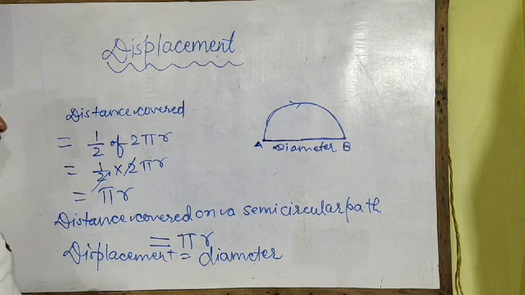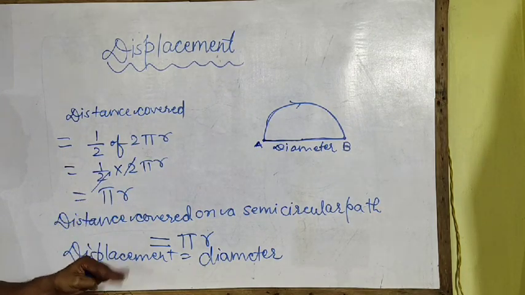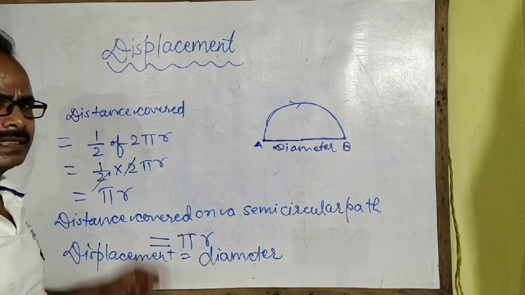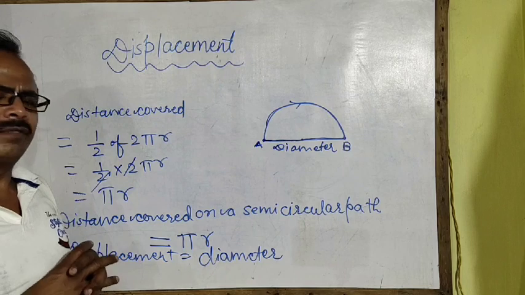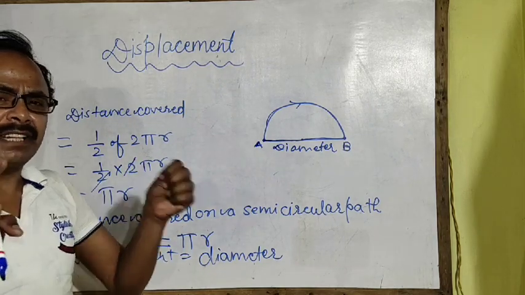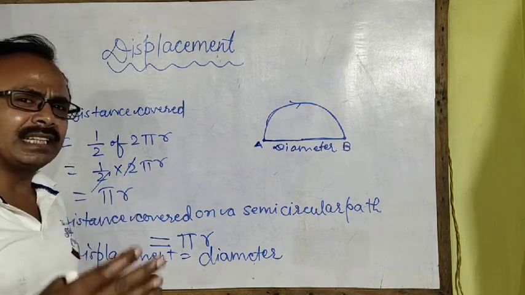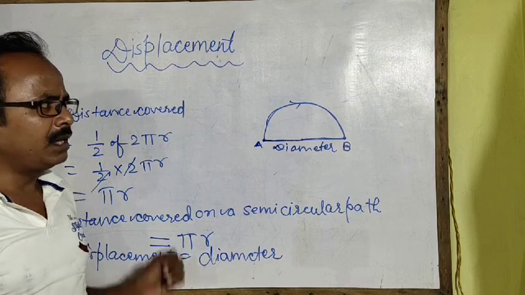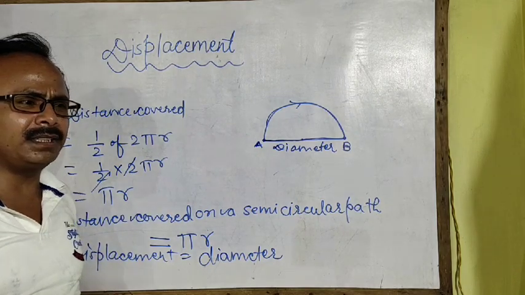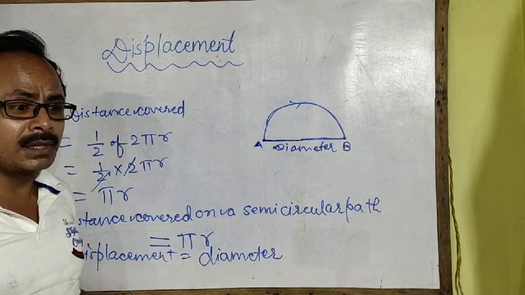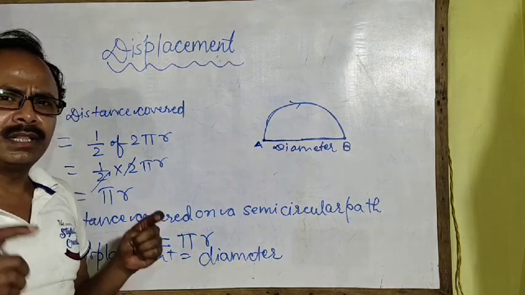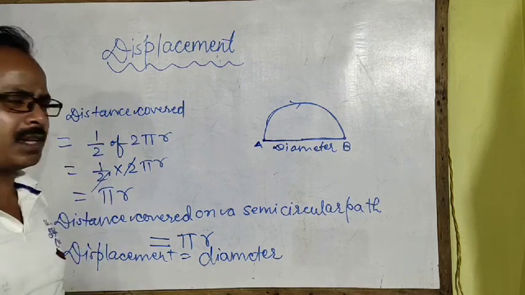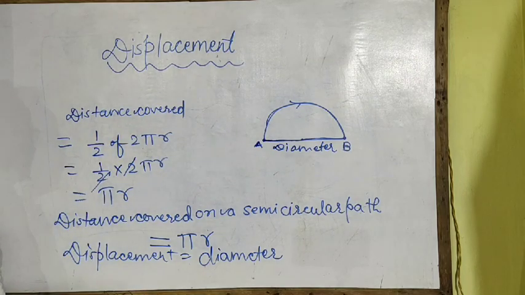So from these examples you have learned many more things about the terms distance and displacement. In the second part of the video, we'll learn more about the differences between distance and displacement. This distance and displacement is the most prominent part of the chapter motion. That's why we have to put more stress on distance and displacement.